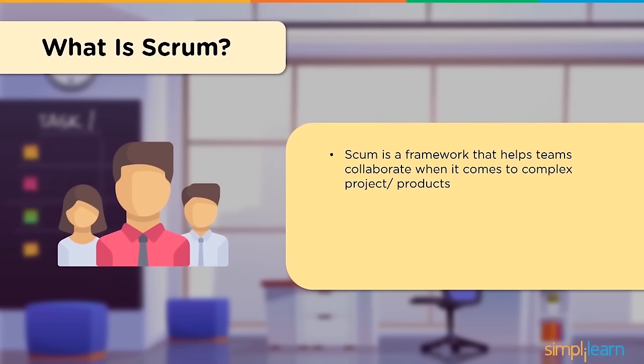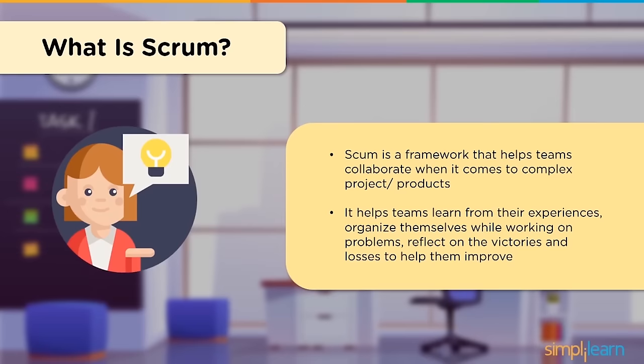Scrum is a simple Agile project management framework that is used by organizations to help teams collaborate, handle unpredictability, and complex projects or products while ensuring the products delivered are of the highest value. It describes a set of meetings, tools, and roles that enable teams to work in sync and help them structure themselves and manage their work.